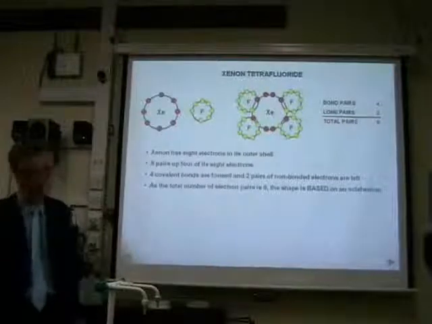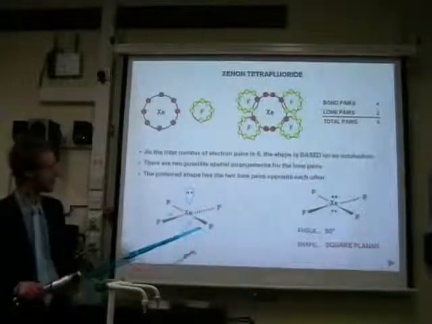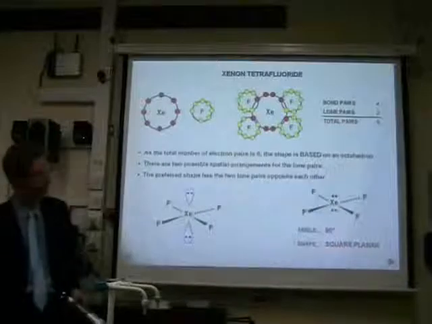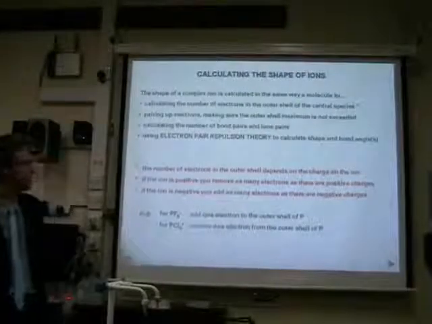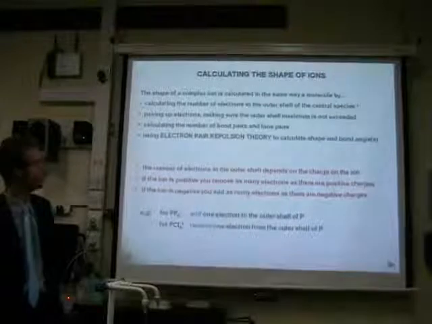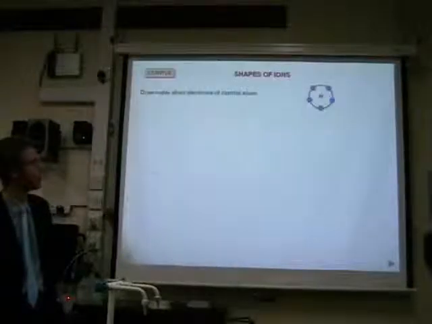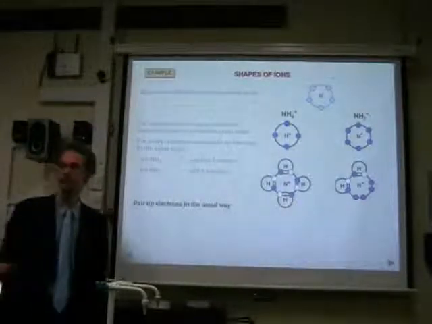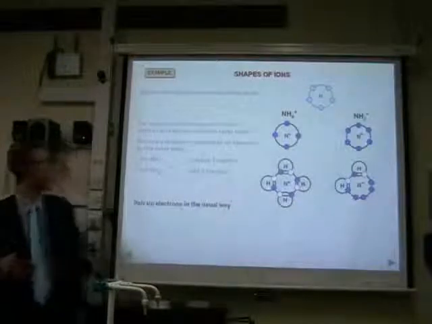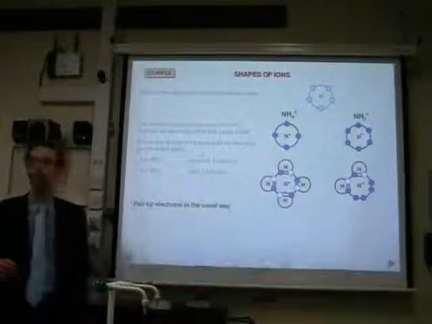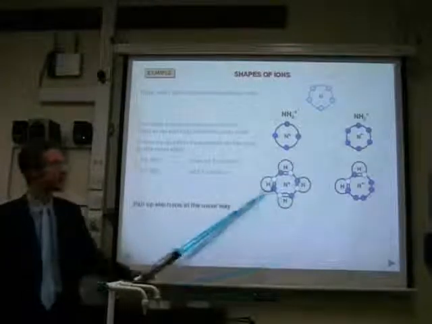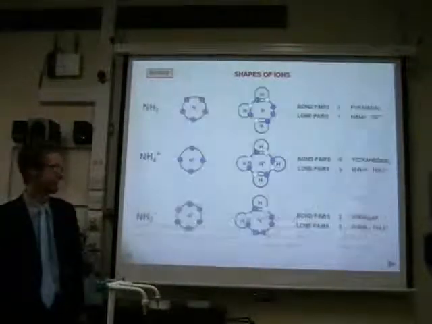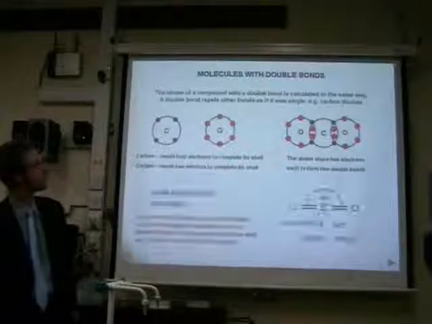From here on in, there are a couple of weird little ones. Xenon tetrafluoride, where you've got 2 lone pairs, 4 bond pairs, and you end up with a square planar structure. Calculating the shapes of ions, and so on. I don't really feel that we need to go through it. What you do need to do is be able to spot something that's similar to something that you've previously studied. So NH4+ has got 8 electrons, 4 bond pairs, therefore it's the same structure as methane.